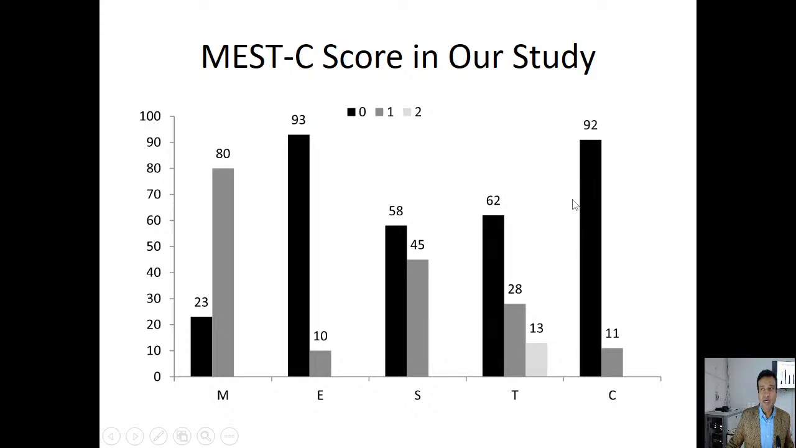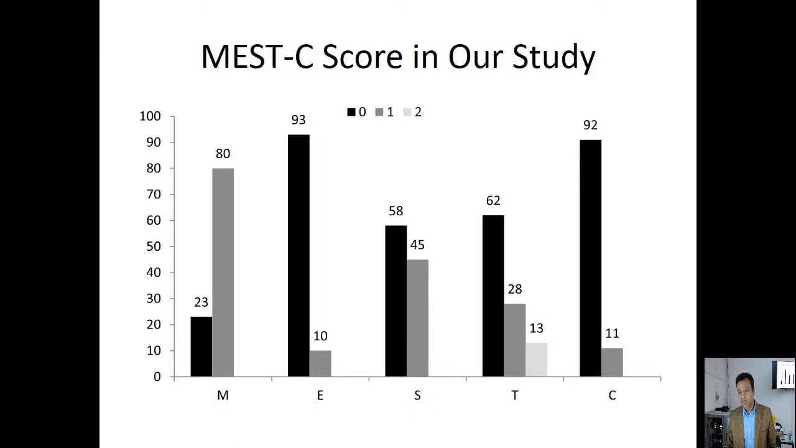So, this graph shows the MES score of our population. 80% had M1, so this is quite a significant number. Mesangial hypercellularity was seen in 80% of our patients. Endocapillary hypercellularity was seen in only 10%. 45% had segmental sclerosis, segmental involvement, while around 41% had chronic changes. Crescents were seen in only around 11%.